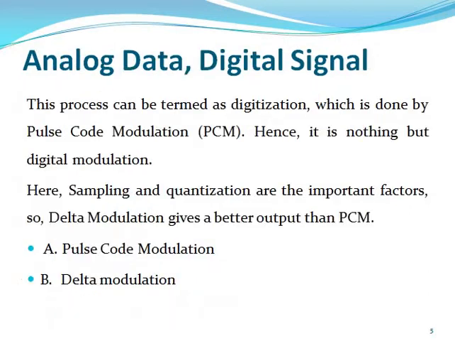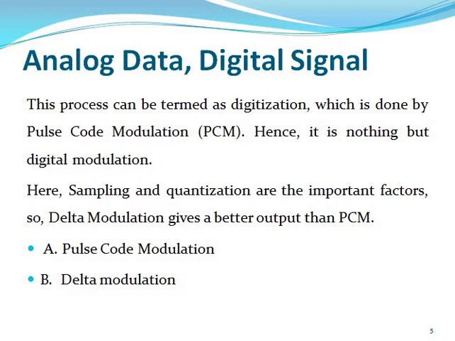Now today we are discussing analog data and digital signal. This process can be termed digitalization, which is done by pulse code modulation. It is nothing but a digital modulation. Sampling and quantization are important factors.